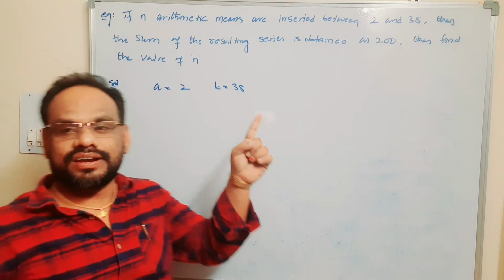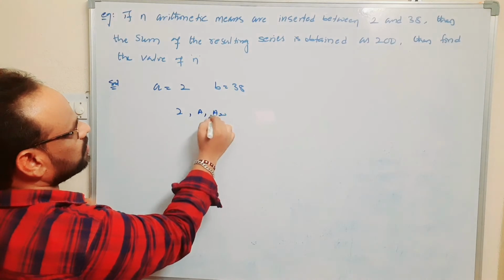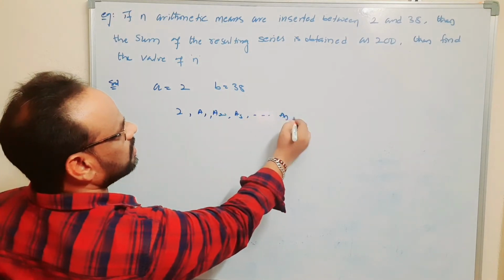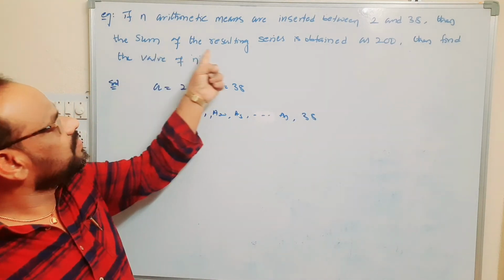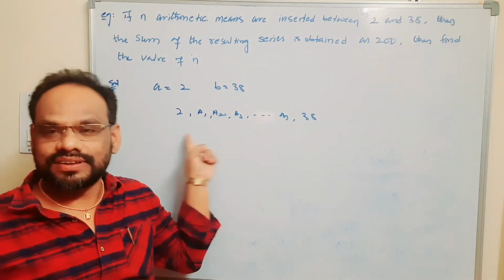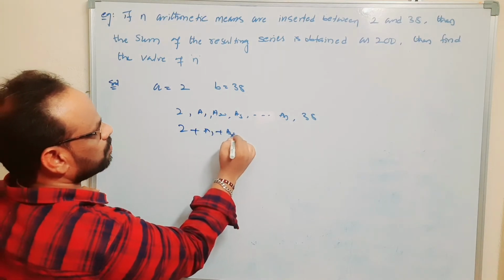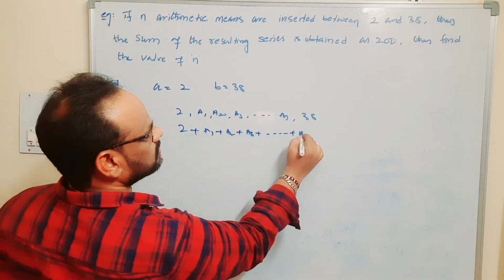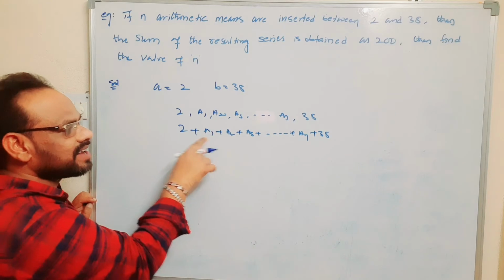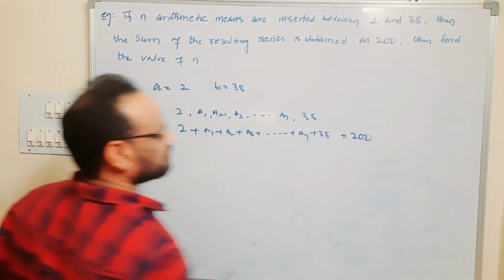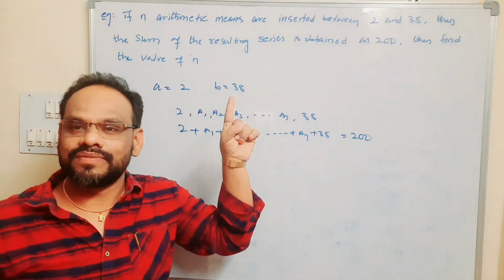Here 2 and 38, if you insert n arithmetic means, that means 2, a1, a2, a3, and so on, an are inserted between 2 and 38. Then the sum of the resulting series, we want their sum: 2 plus a1 plus a2 plus a3 plus and so on plus an plus 38. Then the sum of the resulting series is obtained as how much? 200. Then find the value of n.